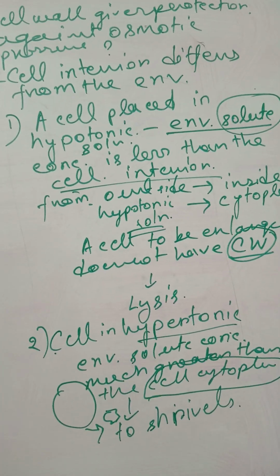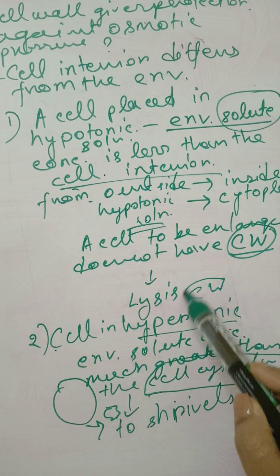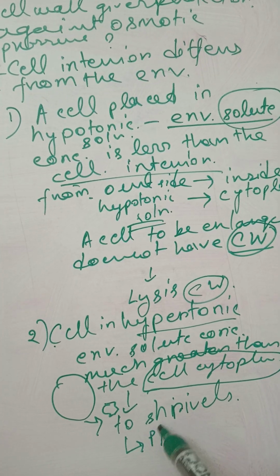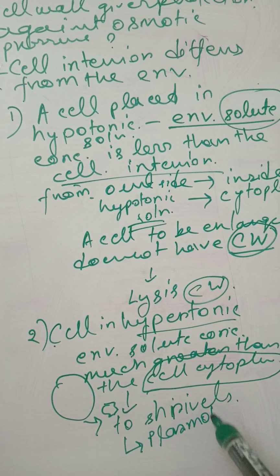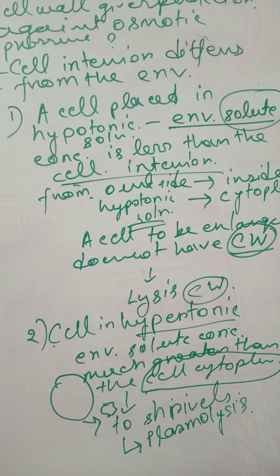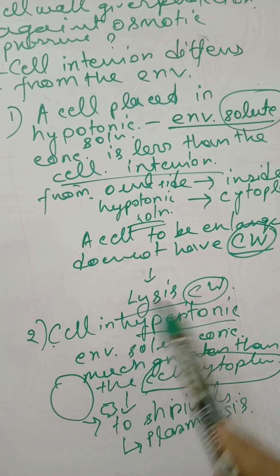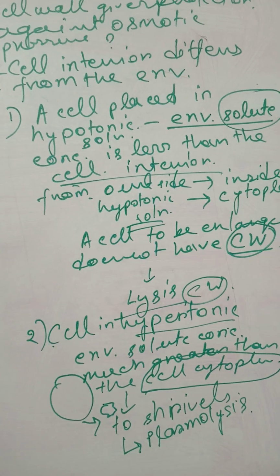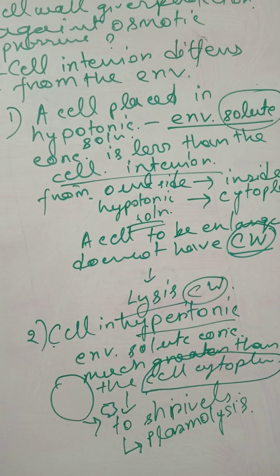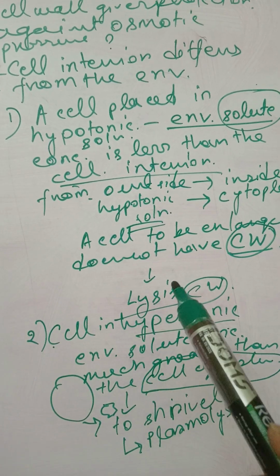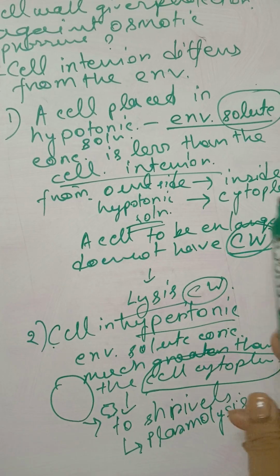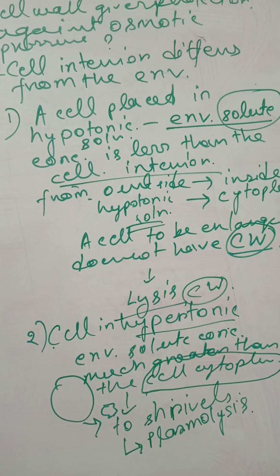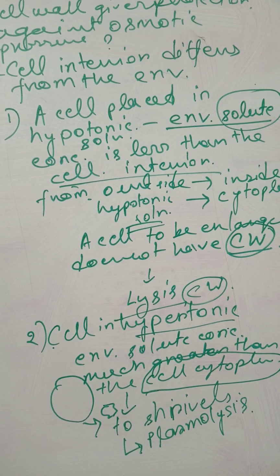And remember that the cell doesn't contain any cell wall, and that situation is known as plasmolysis, okay. So one is lysis, that is the bursting of the cell due to enlargement. Why? Because more and more solute will be moved inside the cytoplasm, which will make the cell enlarged in such a way that it will burst because it doesn't have any cell wall.